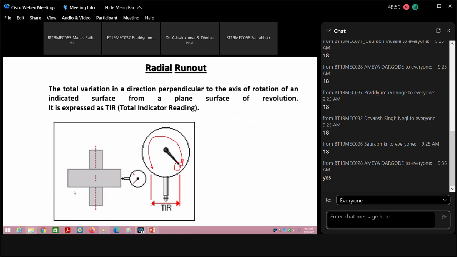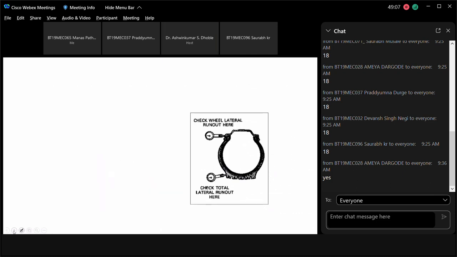चलो अभी इसके बाद में हम लोग लैटरल रनआउट डिस्कस करते हैं। Now this is basically the figure which shows how to check the lateral runout. See, radial हमने यहाँ चेक किया था और यहाँ चेक किया था, and this is, I said that this is basically the wheel rim. Okay, so ये है आपका व्हील रिम। अभी लैटरल कहाँ सर?